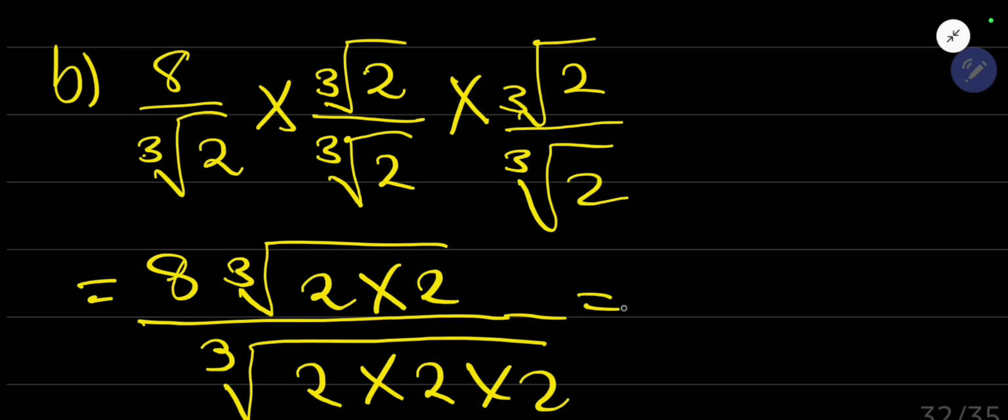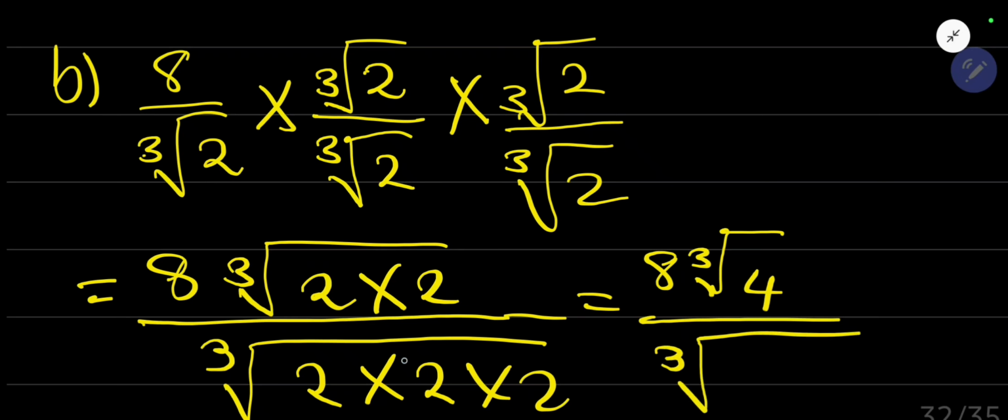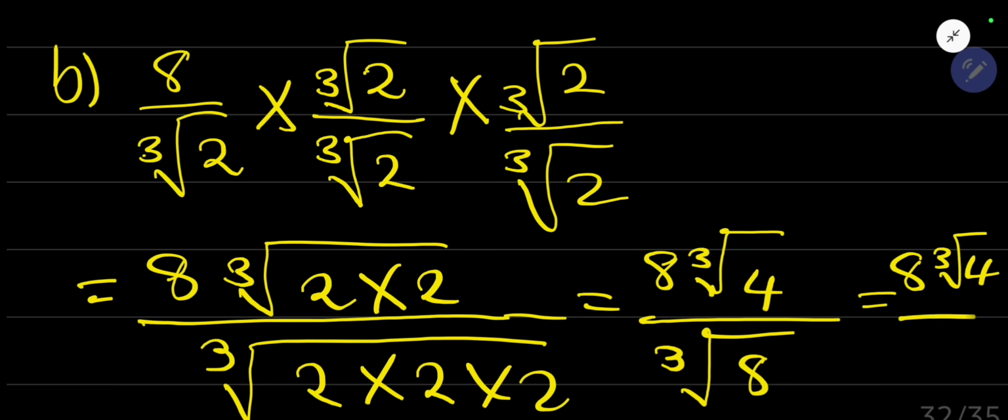Okay, then from here it will simplify to 8 cube root of 4, all divided by cube root of 2 times 2 times 2. It is the same as 8. 2 times 2 times 2, it is the same as 8. Then 8 cube root of 4, all divided by cube root of 8, guys. It is 2. You can press your calculator and prove me wrong if you want to.